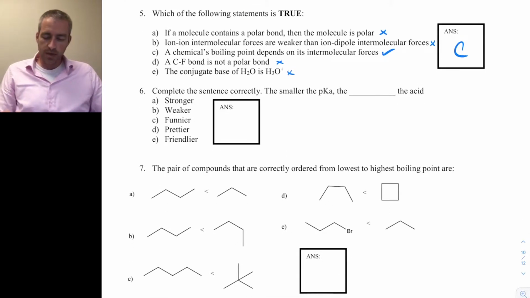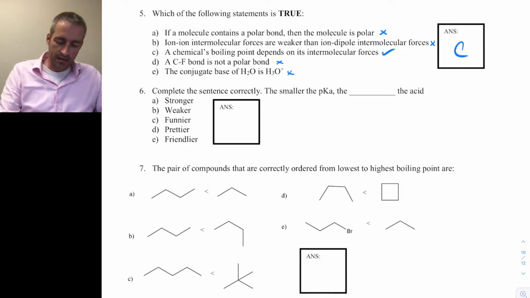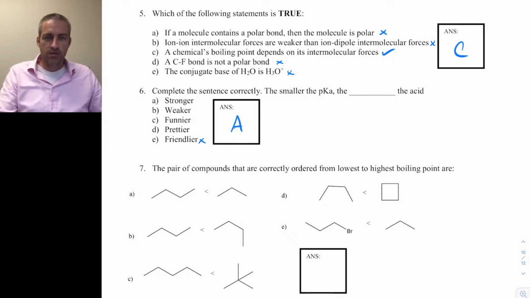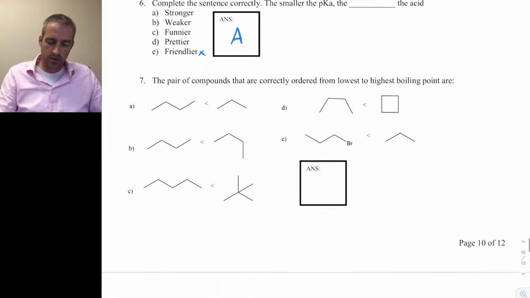The smaller the pKa, the stronger the acid. Certainly not friendlier. It's the opposite of friendlier. Prettier, funnier. Yeah, weaker, stronger. Definitely the lower the pKa, the stronger the acid is. In fact, the strong acids we're familiar with, HCl, H2SO4, they have negative pKa's.